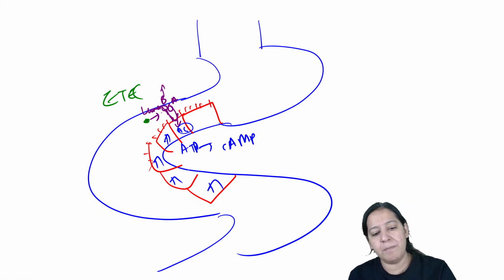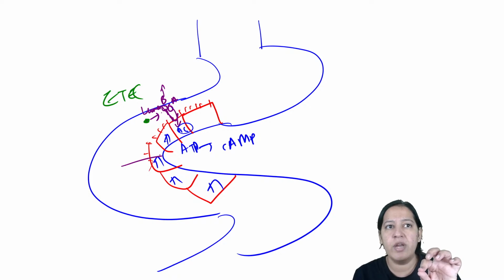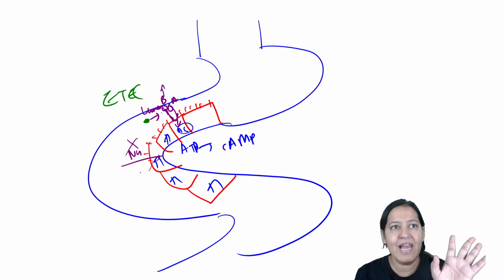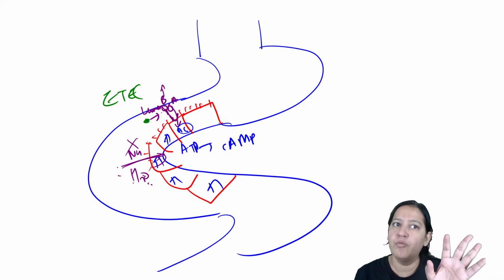On increasing cyclic AMP, what will happen? Because of increasing cyclic AMP, sodium is not absorbed inside the cell and water is not absorbed. So sodium and water will not be absorbed, it will remain in the lumen and it will cause diarrhea.